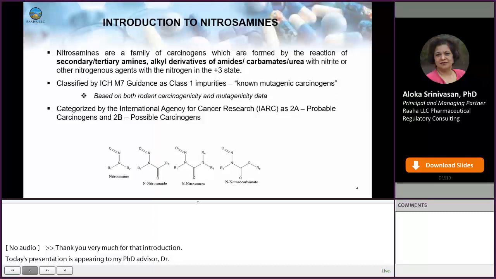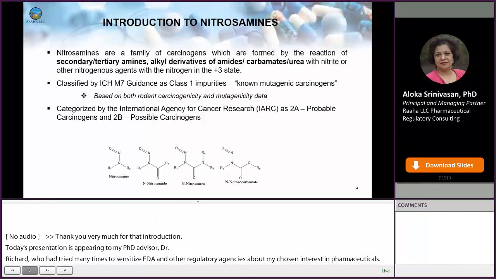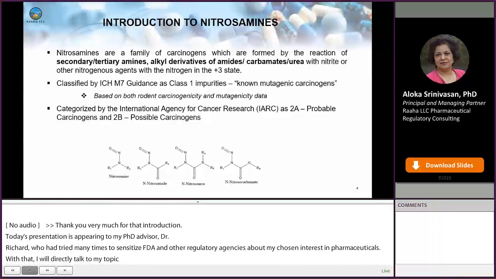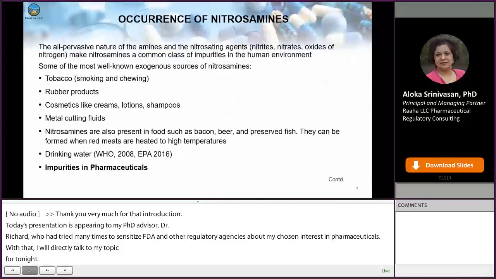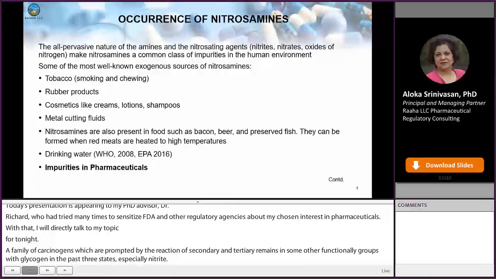Nitrosamines are a family of carcinogens which are formed by the reaction of secondary and tertiary amines and some other functional groups with nitrogen in the +3 state, especially nitrite. They are a cohort of concern and also possible and probable carcinogen according to IARC. Nitrosamines are all around us. Here are some sources of nitrosamines. But today we are going to specifically focus on the nitrosamine impurities in pharmaceuticals.